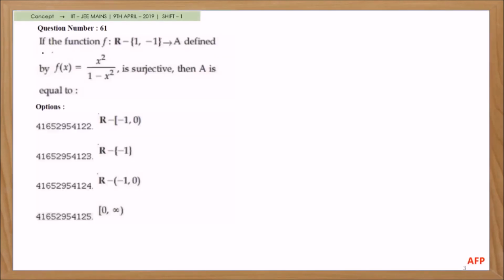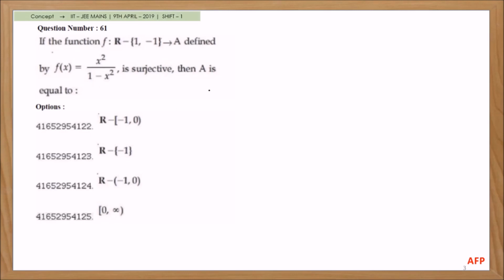First problem: if the function f from R minus {-1, 1} to A is defined by f of x equals x square divided by 1 minus x square and is a surjective function. Surjective function means it is an onto function. In a surjective function, range is equal to codomain. So to find A, we have to find the range of this function.